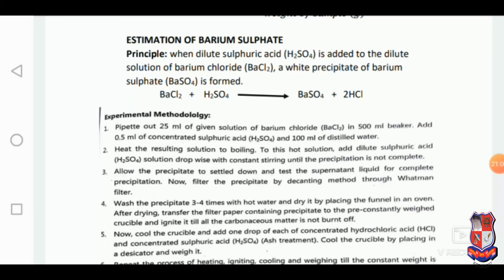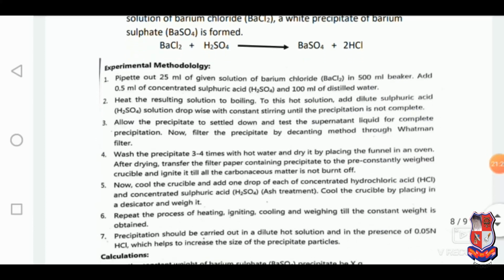So what is the principle involved? When dilute sulfuric acid is added to a dilute solution of barium chloride, a white precipitate of barium sulfate is formed. This is the reaction. The reaction between barium chloride and H2SO4 produces barium sulfate and two molecules of hydrochloric acid.